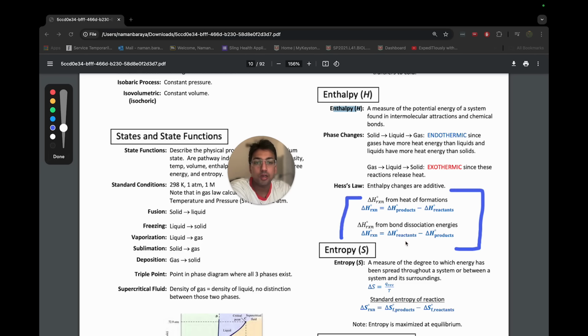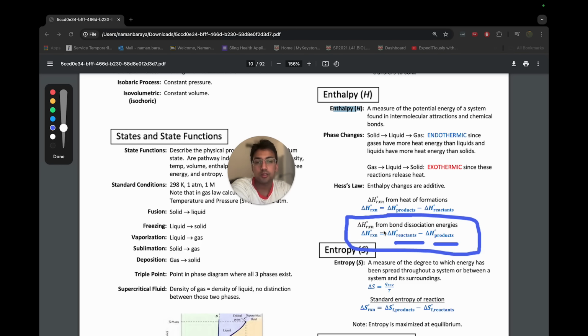But basically, you just take the reaction, the heat of formation for that reaction, and that's going to equal the heat that it took to make those products minus the heat of the reactants. You can also do this using bond dissociation energies, and so in this one it's reverse, and that's because you're actually dissociating the reactants rather than the products, and so that's why you do the reverse over here. That's basically how it works.